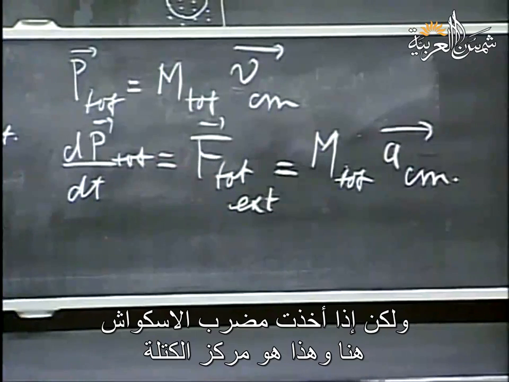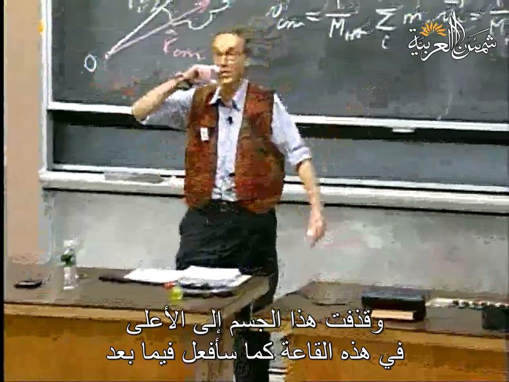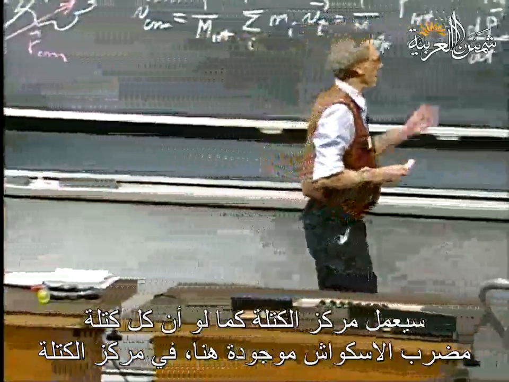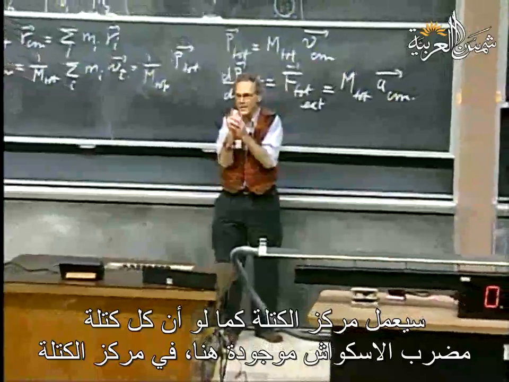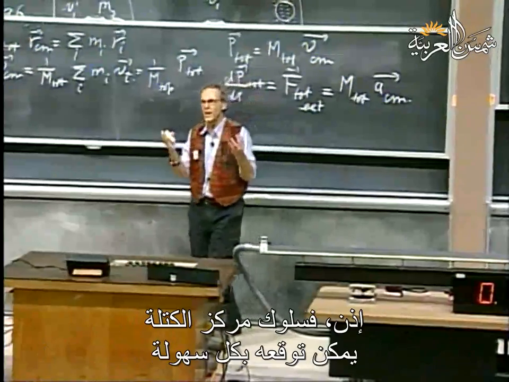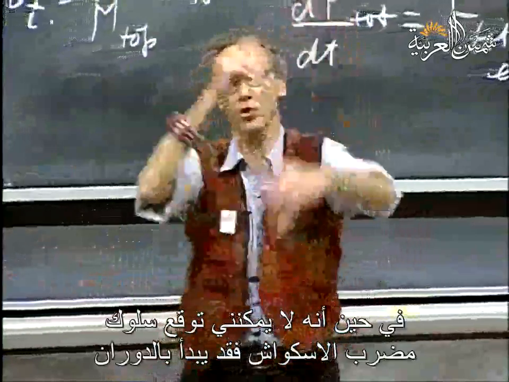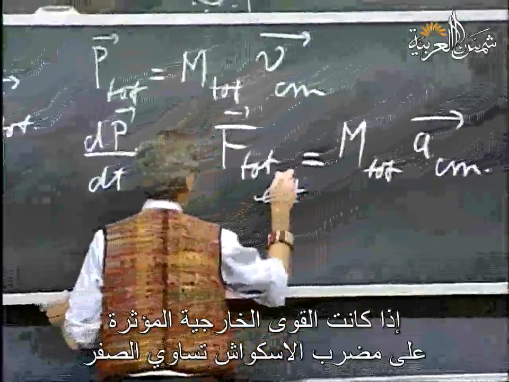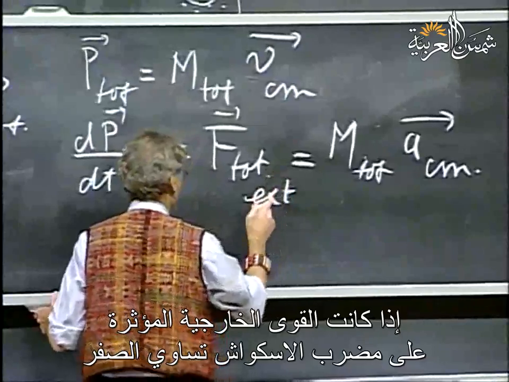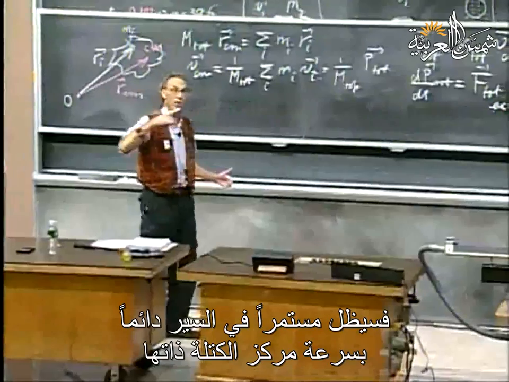But if I have here this squash racket, and here is the center of mass, then if I throw this object up in 26.100, as I will do later, then the center of mass behaves as if all the mass of the entire squash racket was right at that center of mass. So the behavior of the center of mass is extremely predictable, whereas the behavior of the squash racket is not. It may start tumbling. If the external force on the squash racket were 0, then the center of mass would continue to go always with the same velocity.